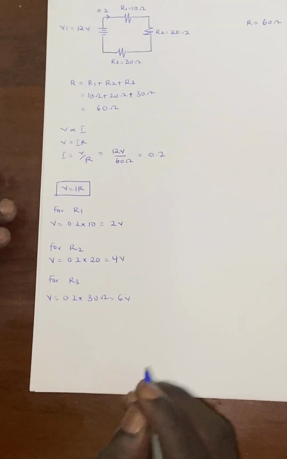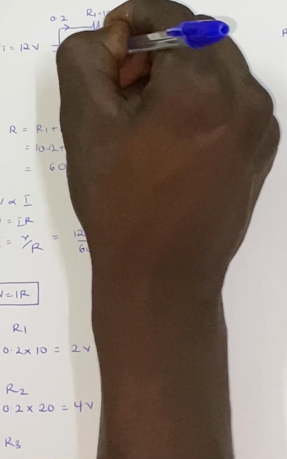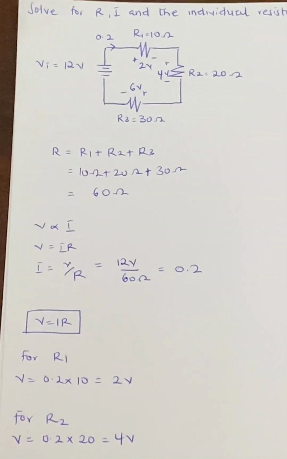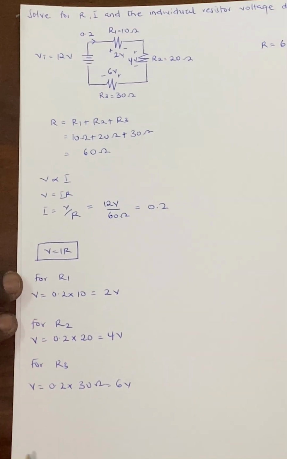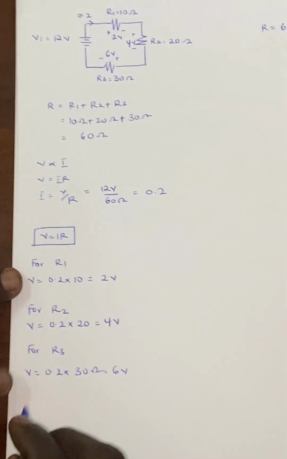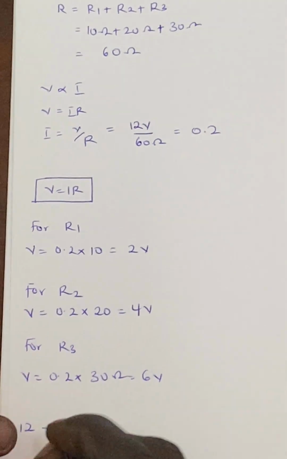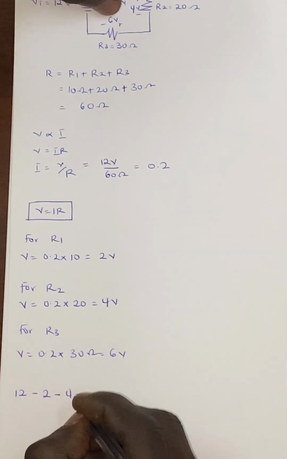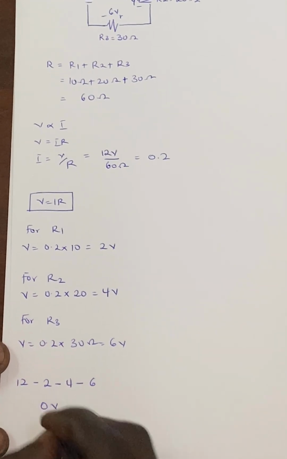So now let's test and see if what we've solved for is true. So now we are getting here to be 2 volts, we are getting here to be 4 volts, and then we are getting here to be 6 volts, right? From KVL, we know that the algebraic sum of voltages in a closed loop is equal to 0. So we know the voltage source to be 12, and then we are going to subtract the voltage drop we had here, which is the 2, and then subtract the voltage drop we had here, which is 4, also subtract the voltage drop we have here, which is 6. And then when you sum up all these, we are getting 0 volts, which is true.